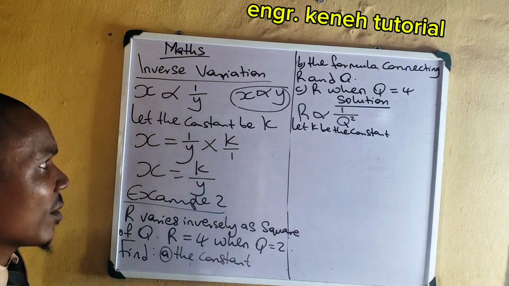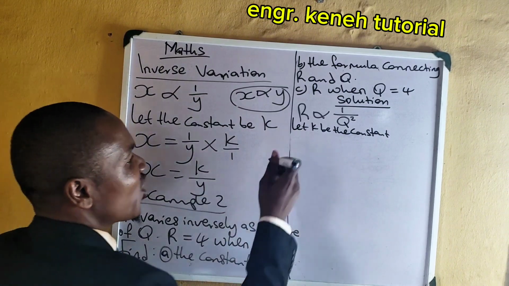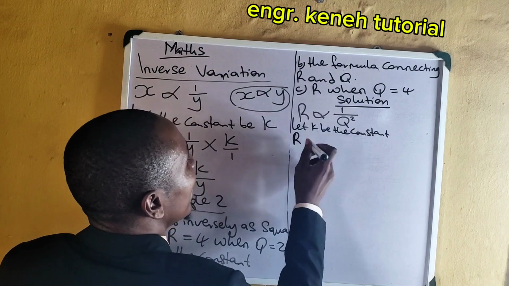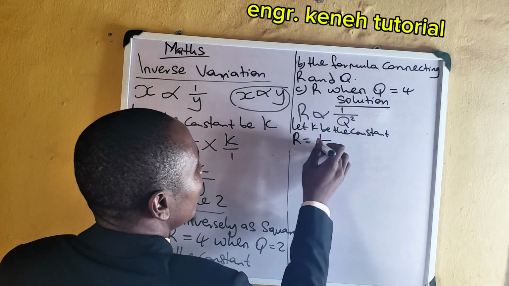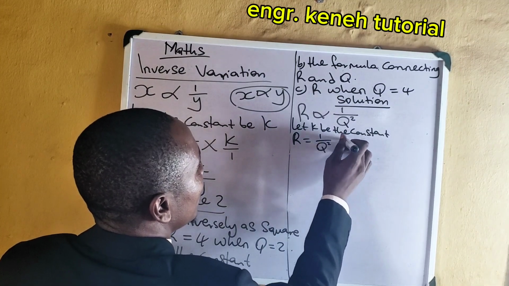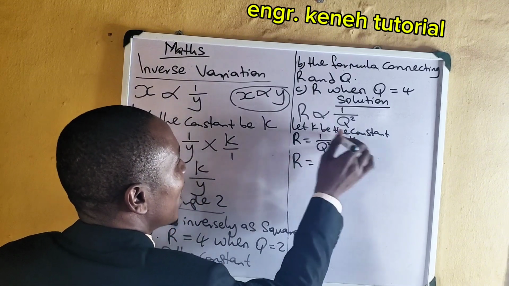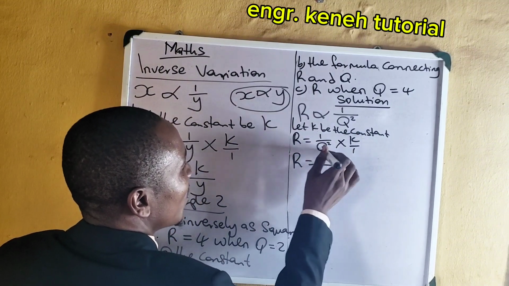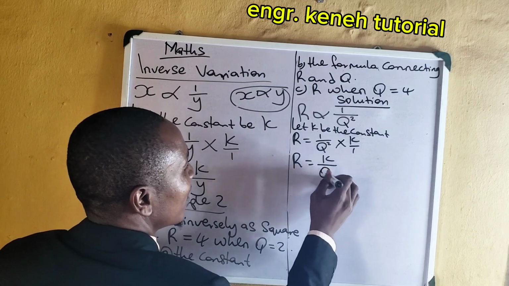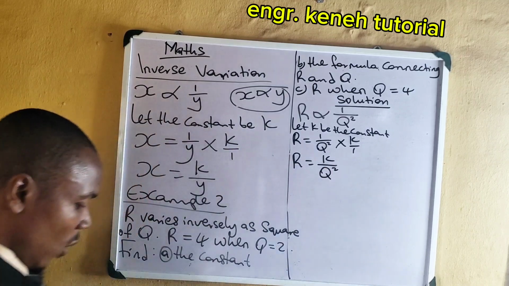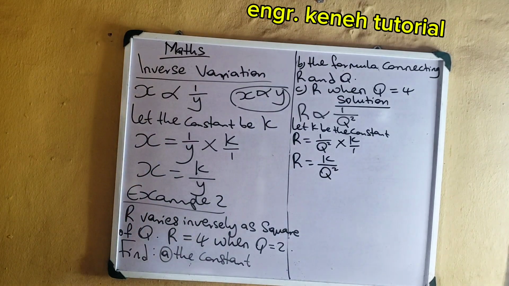constant. All right, so I will remove this variation sign. I will put equality sign. We have like this. I have R equals Q, then I have times K over 1. So when I multiply this, I will have this. Can you see that? All right, so let me go back to the condition given to us.